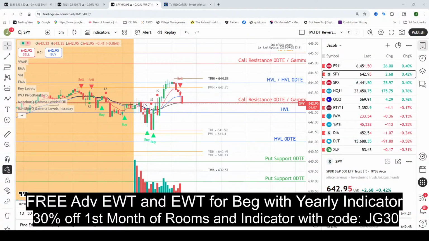All right, if they can break through VWAP here, guys, we got a chance to get a really nice runner. Next 642.50 area will be the next area I'll look to take some profit.